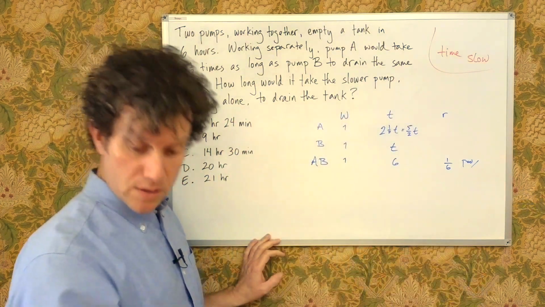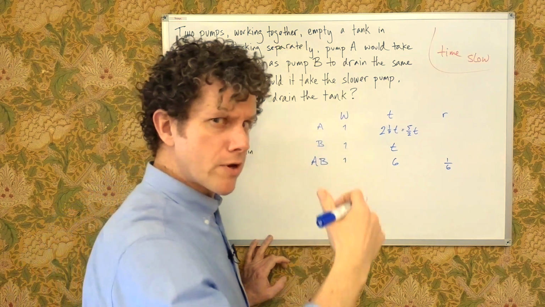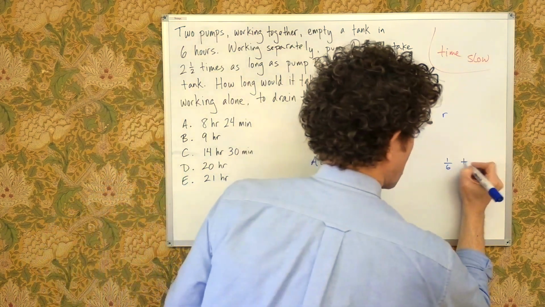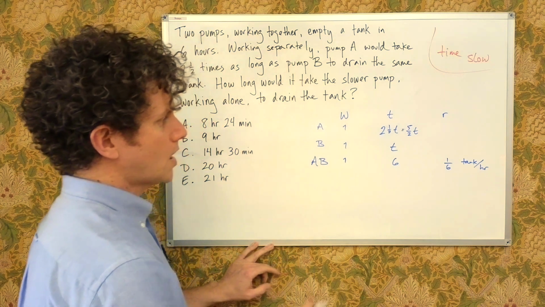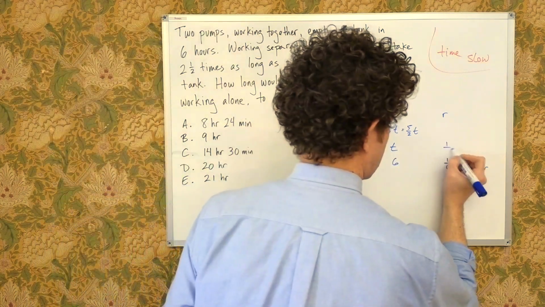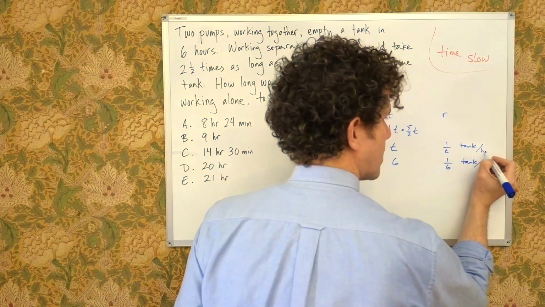Tank, I beg your pardon. That's why we read questions carefully. They aren't draining a pool, they're draining a tank. They drain 1/6 of a tank every hour. And B, that's pretty straightforward. 1/10 of a tank every hour.